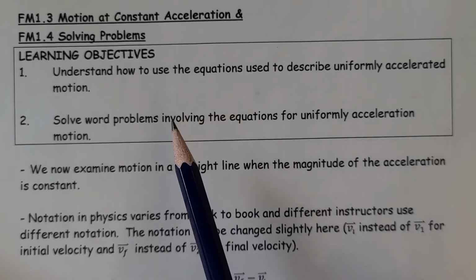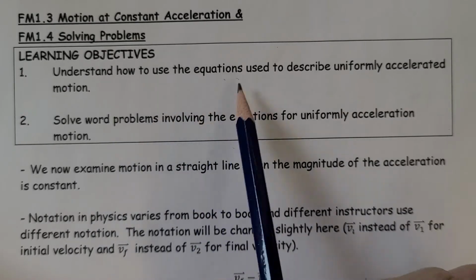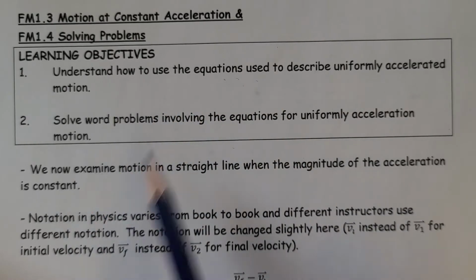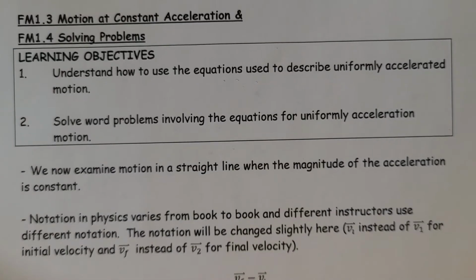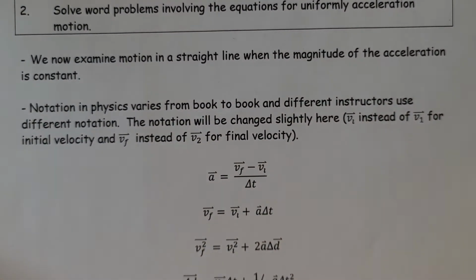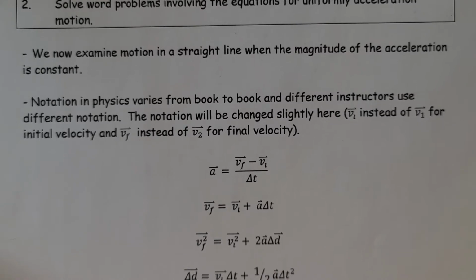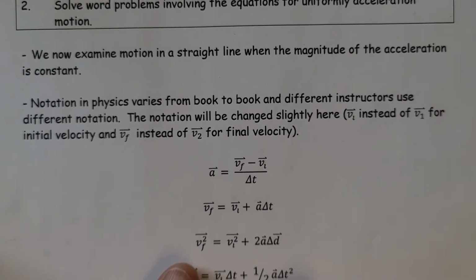I'm not going to go through how they are derived. We're just going to simply look at how to use those equations. So understand how to use them and then solve word problems involving that. So we'll now examine motion in a straight line when the magnitude of the acceleration is constant. So the acceleration is constant, so you're increasing or decreasing by a constant amount. That's when these would come into play.